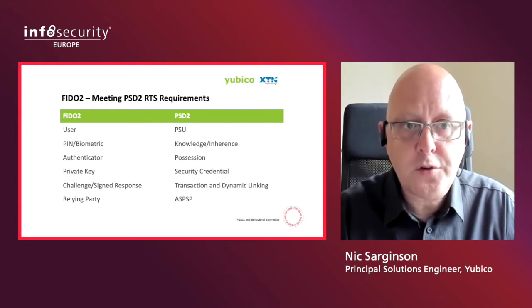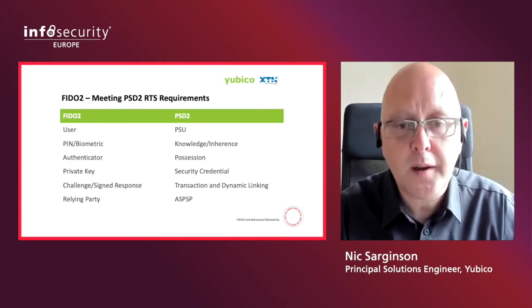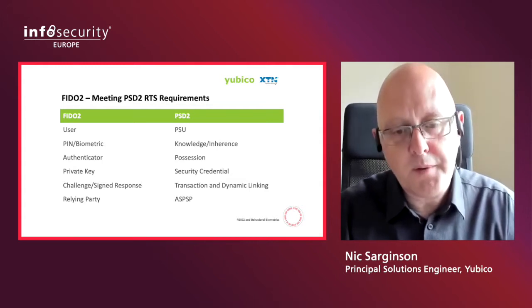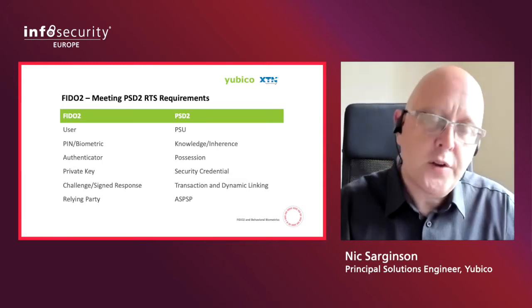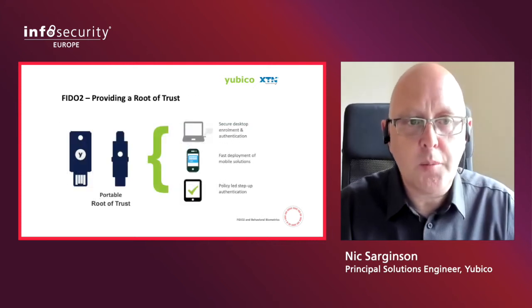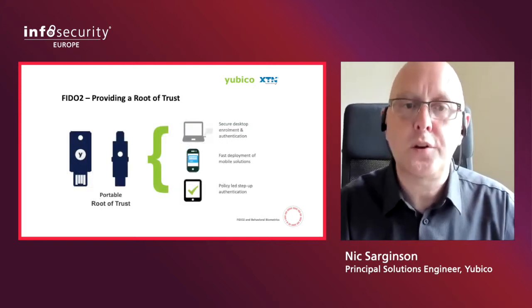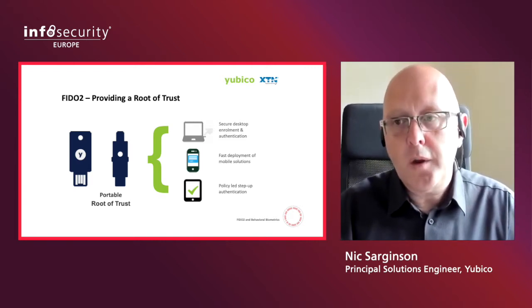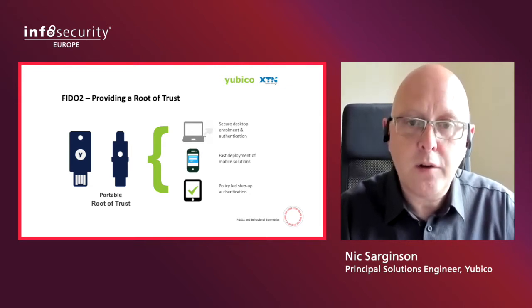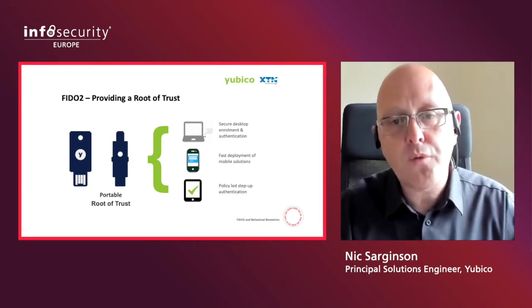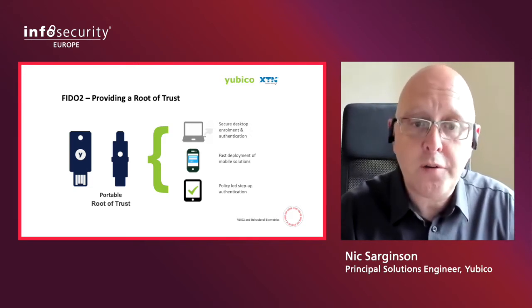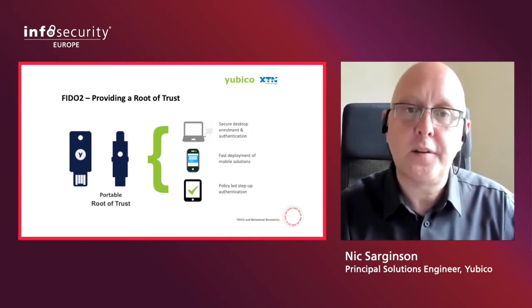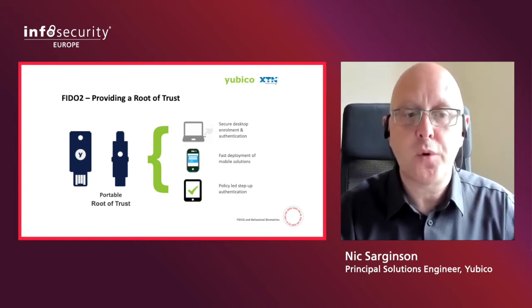So whilst FIDO2 meets all the RTS requirements, while you can design a system from scratch with FIDO2 and PSD2 in mind, you may not want to go all the way into that route. So this is what we're looking at here today. We could also look at a FIDO2 authenticator and a YubiKey as providing a root of trust into your environment. So rather than using it at the very low level for everything, we use something secure like a YubiKey to get the users into their accounts, to enroll new devices, to bootstrap their mobiles, and to be used when a policy decides that extra authentication is required.